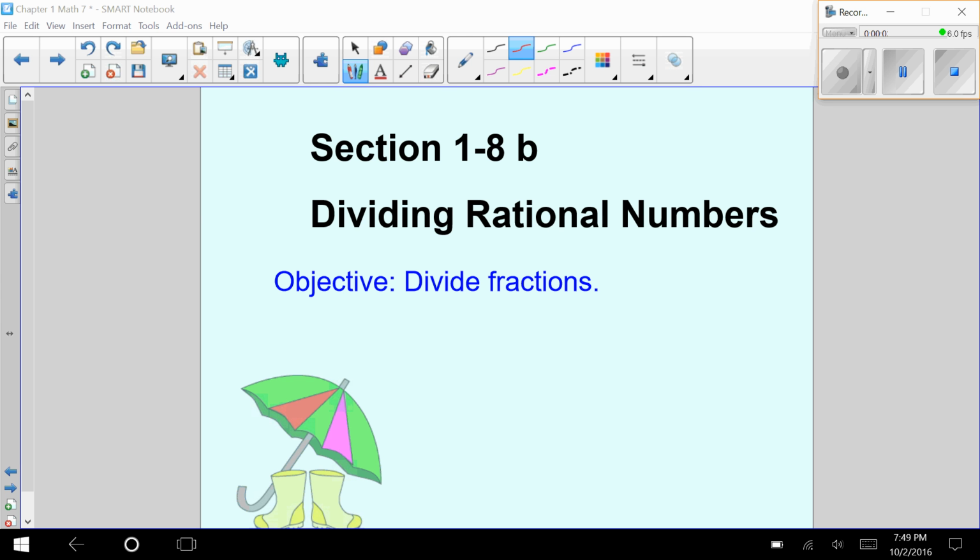This is section 1-8b, dividing rational numbers. Today our objective is to divide fractions.